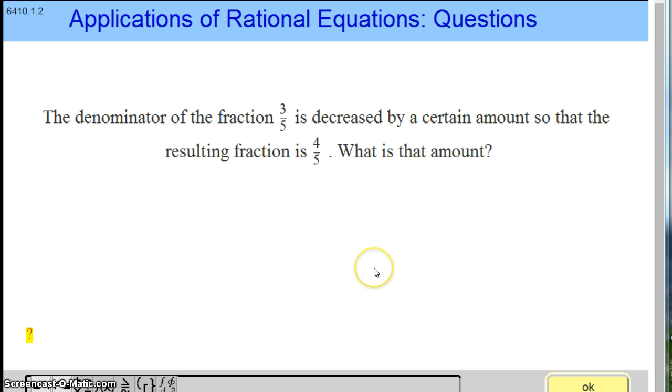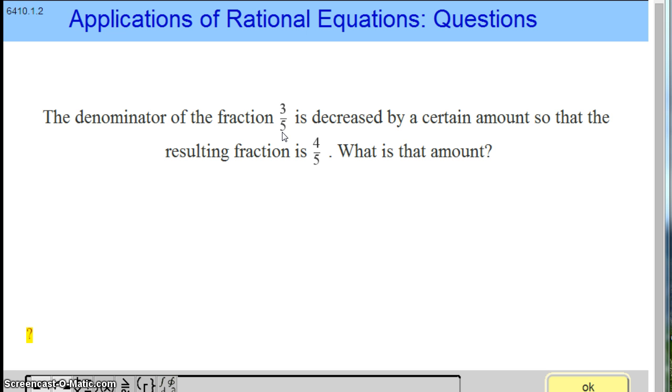The denominator of the fraction 3/5 is decreased by a certain amount so that the resulting fraction is 4/5. What is that amount? So, the denominator of the fraction 3/5 is decreased by a certain amount so that the resulting fraction is 4/5. I know this sounds confusing, but that kind of means the denominator of the fraction, let's identify that, that's 5.